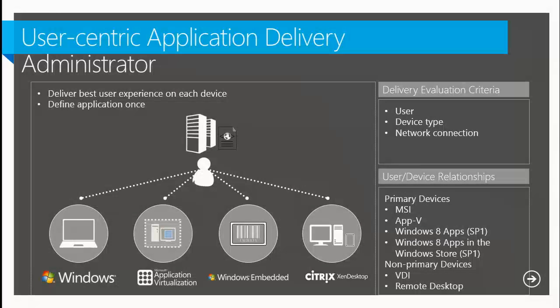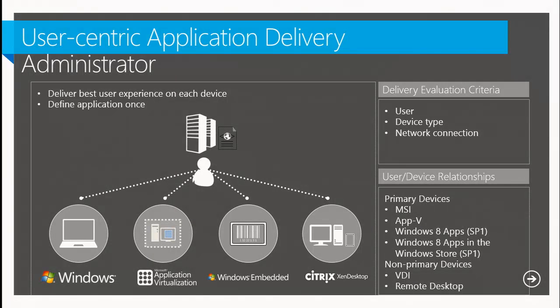Now, one of the things that it uses for that is user-device relationships. A user is mapped to their primary devices. A device is mapped to its primary users. And so it can light up scenarios like maybe if this is the user's primary desktop, then they're getting the MSI deployment. Or maybe if it's a Windows 8 device, they're getting a Windows 8 deployment. But if this is a VDI session where the user is connected and they're not a primary user, maybe in that case, they're getting an App-V or a remote application. This is done through deployment types. And deployment types are really the different technologies that can be used to deploy applications.